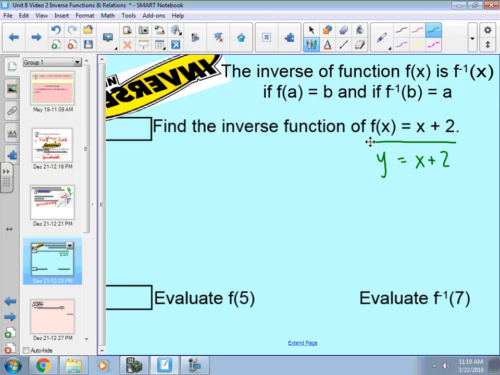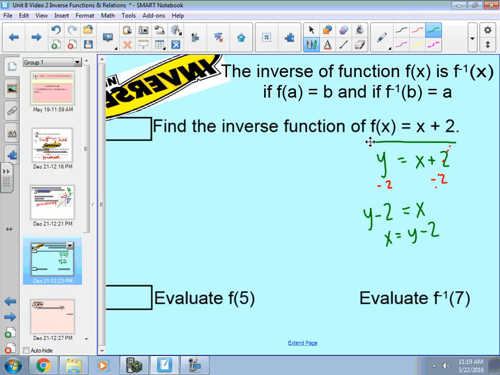If we want to find the inverse, instead of a y equals equation, we want an x equals equation. To make this an x equals equation, we want to get everything away from the x. So we would start by subtracting 2 here. If we do that, now our equation becomes x equals y minus 2. And that would be the inverse equation. X equals y minus 2 does the exact opposite of the other function.